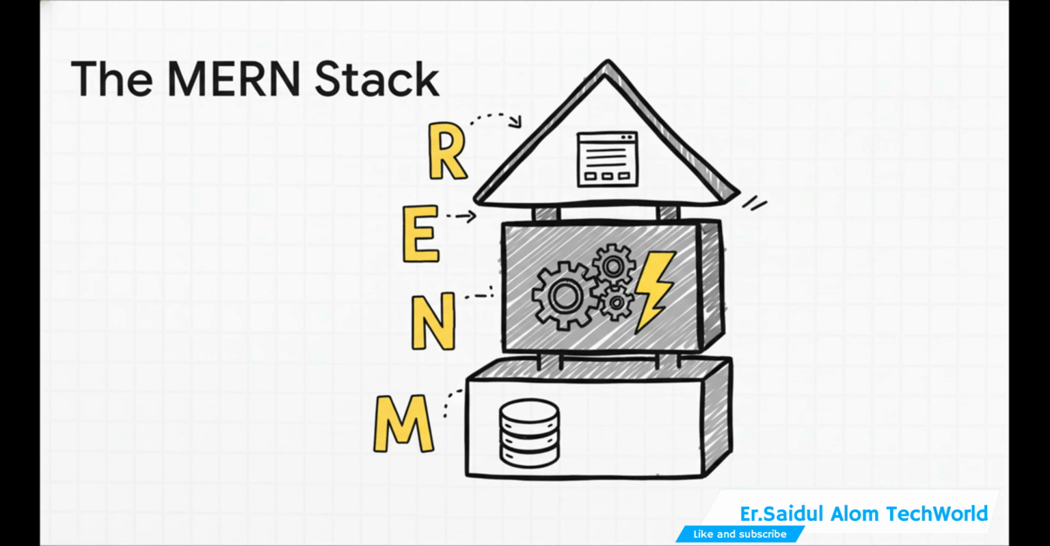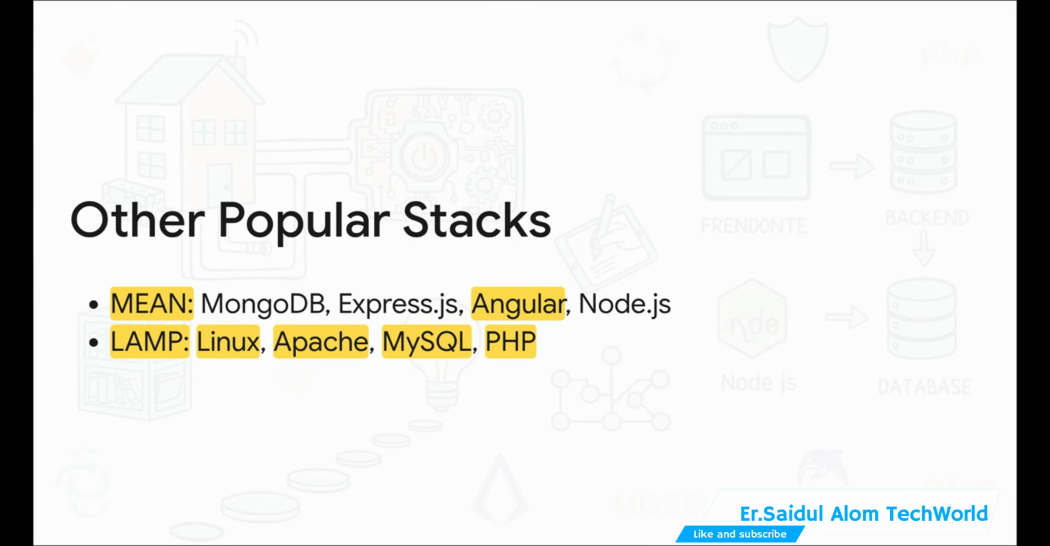What's cool about it is that almost every single piece of it uses the same language, JavaScript. So M is for MongoDB, that's our flexible database. E is for Express, the framework for our backend. R is for React, our front-end library. And N is for Node.js, the environment that actually runs the backend code. See? MERN. But MERN isn't the only game in town, not by a long shot.